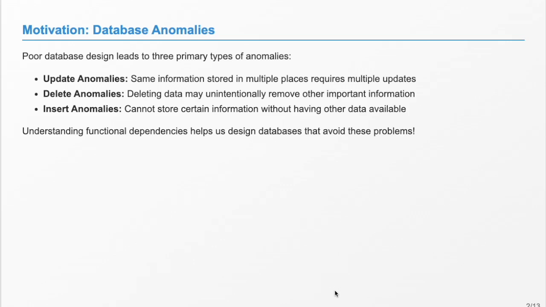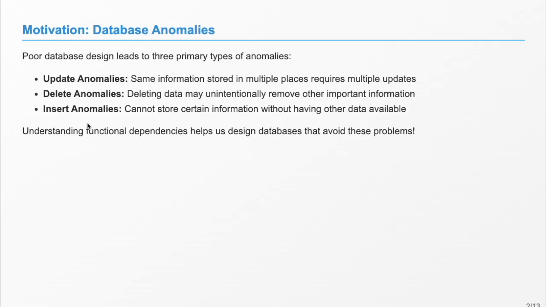A lot of times when we have poor schema design, it leads to redundancy as well as data anomalies. There are three common data anomalies. Update anomalies is basically saying that the same information is stored in multiple places, and every time we change it, we need to change it everywhere. And delete anomalies and insert anomalies, we'll talk more about them.